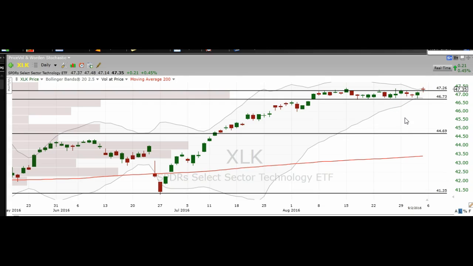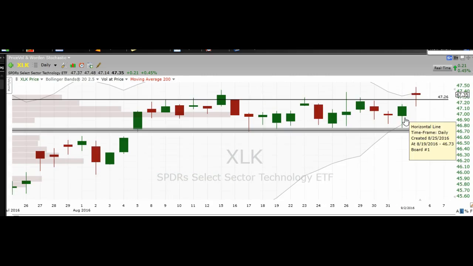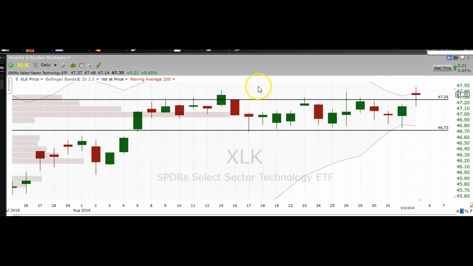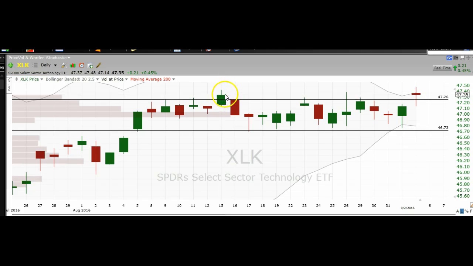Okay, so that's where the higher probability trades are. So you want to look right here. We're trading in a box. Right here, to me, it looks like we're breaking outside of this box. We closed just 1 cent over this candle right here. 47.34 was this close right here, and this was the close on Friday, was 47.35. So we're a cent above that.